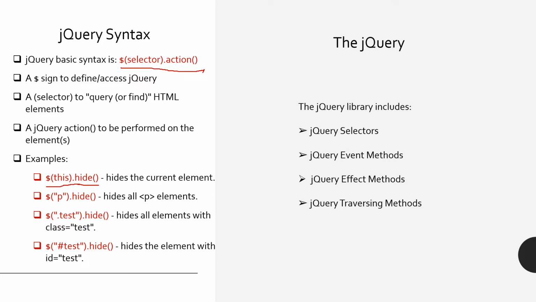If you want to hide all elements with the class name called test, you need to specify like this. Here dot test means the class name called test. Another one: if you want to hide the element with the id name called test, you need to specify like that. Hash represents id, dot represents class. Clear now?